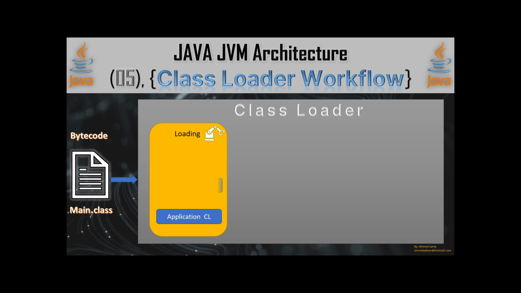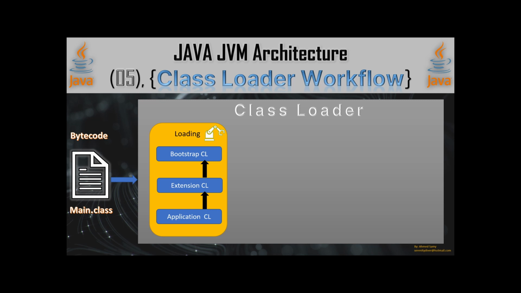We have the first one, application, the second one, extension, and the third one is bootstrap. They are the three main class loaders we have in Java. For sure, you can also write your own custom class loader if you would like to do so. So first of all, when the main.class gets into the loading phase, application will send a request to the extension, which sends a request to the bootstrap.